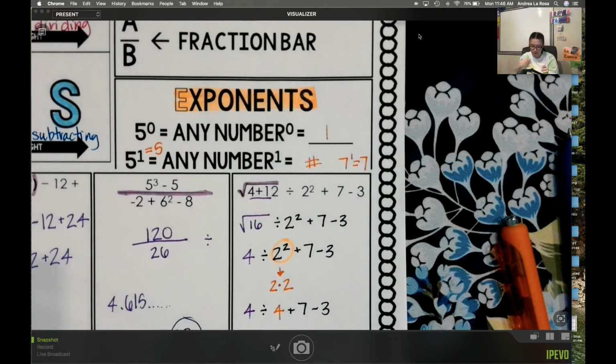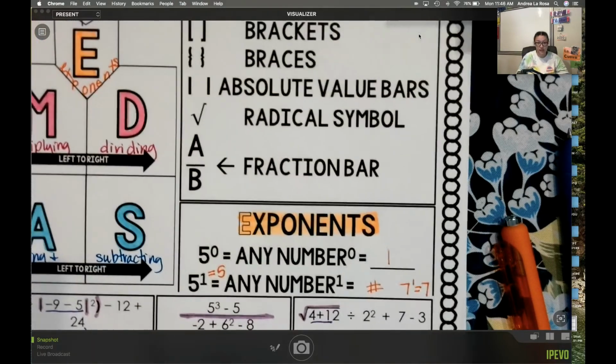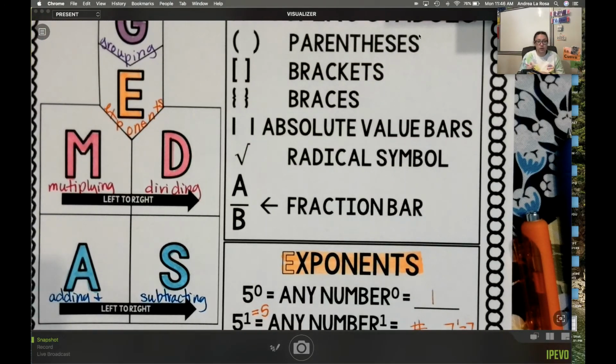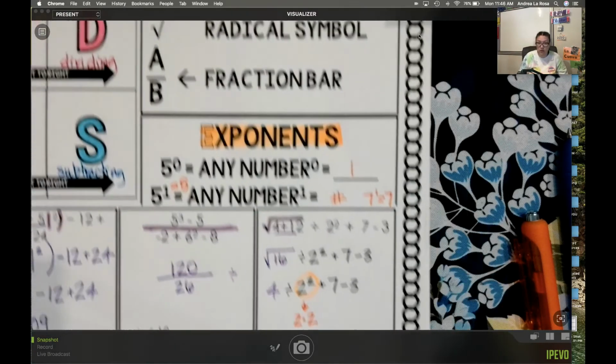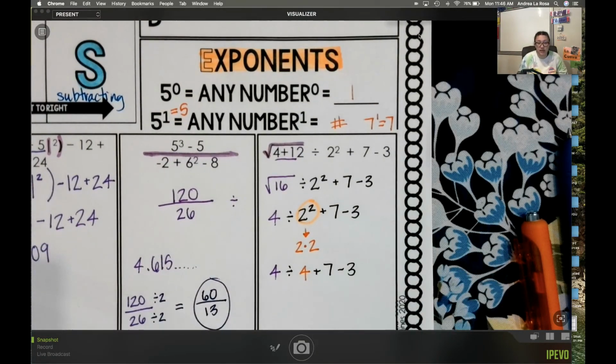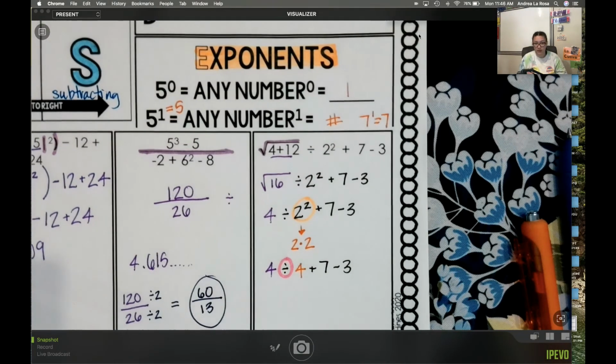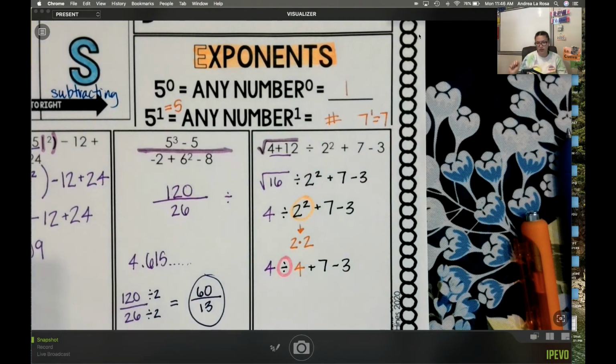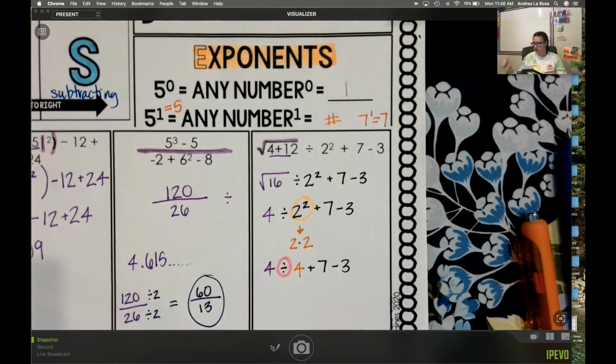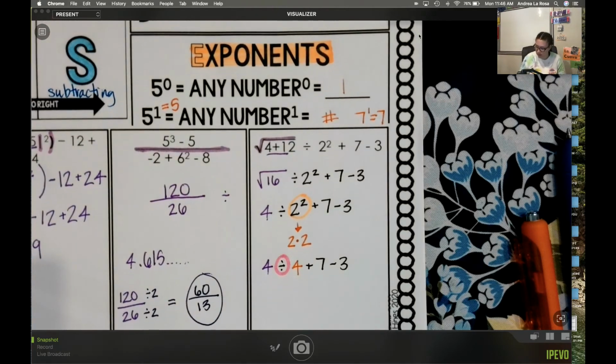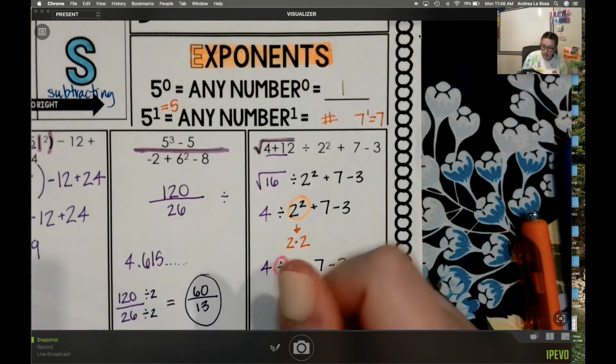Do we have any more exponents? What's our next step? Multiplying and dividing. Do I have any multiplying and dividing here? Yeah, right there. 4 divided by 4. What is 4 divided by 4? Pause the video and take a second if you need to do the circles and put the dots in. What is 4 divided by 4? 1.